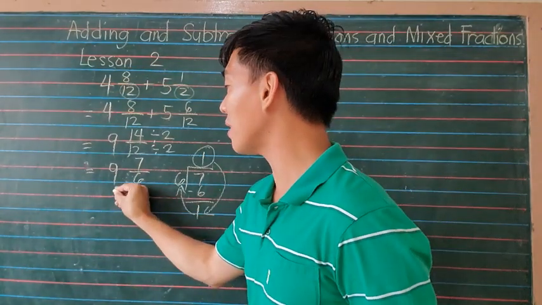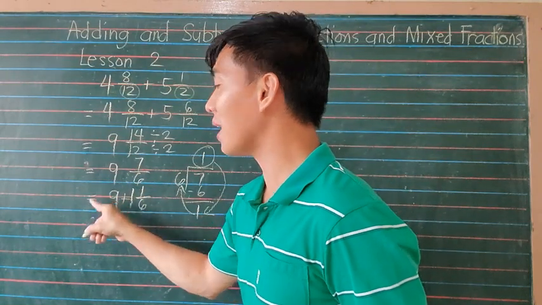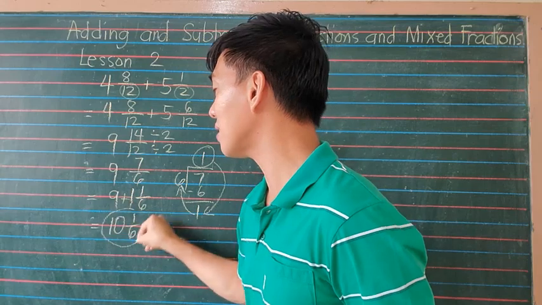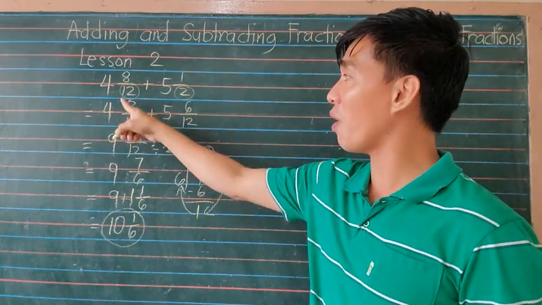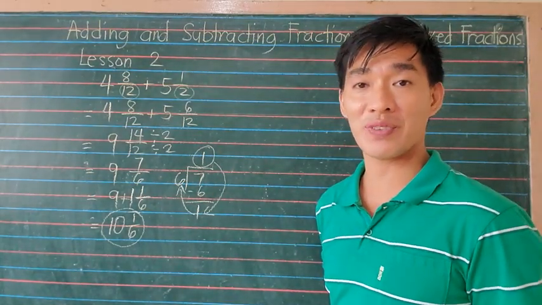Then after that one, copy the whole number 9 so that we can combine them. So, the final answer is 10 and 1/6. That's the sum of 4 and 8 twelfths plus 5 and 1/2.